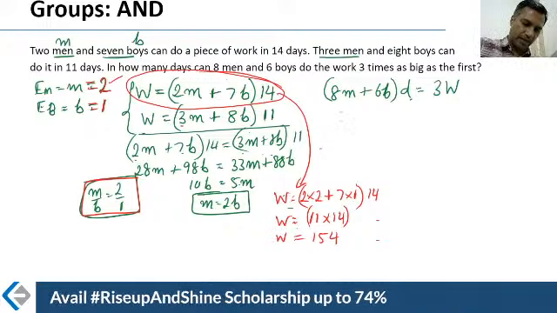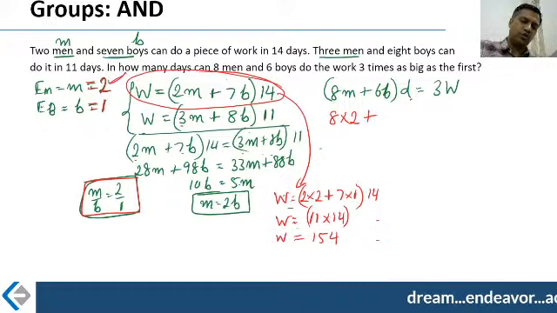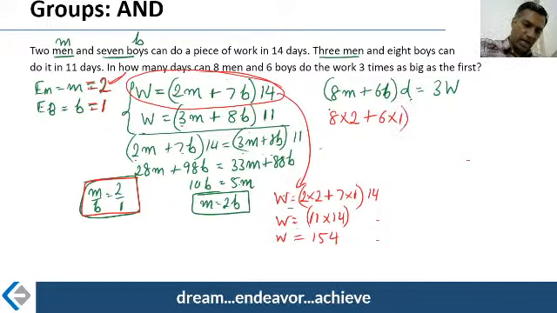Come back and write it here. 8 into, what is the capacity of each man? 2 units efficiency. 6 into, what is the capacity of each boy? 1 unit. How many days? That's what I'm trying to find. 3 into, what is the amount of work here, friends? What is the work here? 154. Hey, why 54?